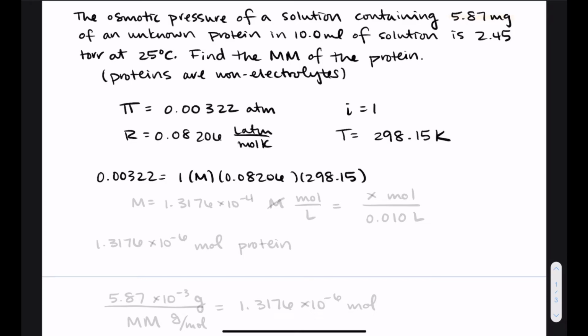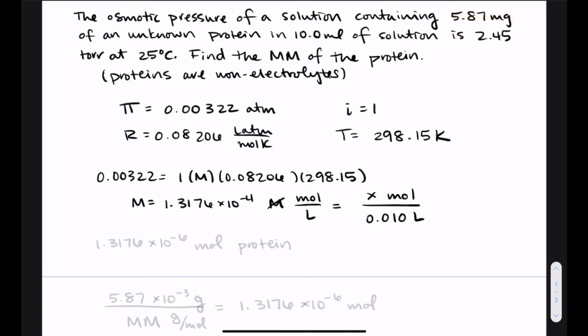So pi equals iMRT. M is not the molar mass, but I can find M. It's the only thing I don't know, and maybe I can relate that to the molar mass. So find the molarity, which is 1.3176 times 10 to the minus 4th. I'm going to write this as moles per liter, because I know how many liters I have.